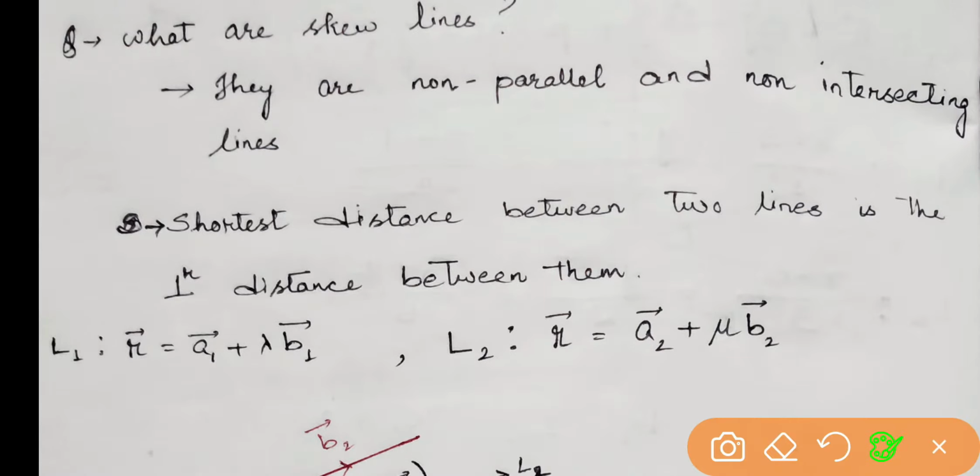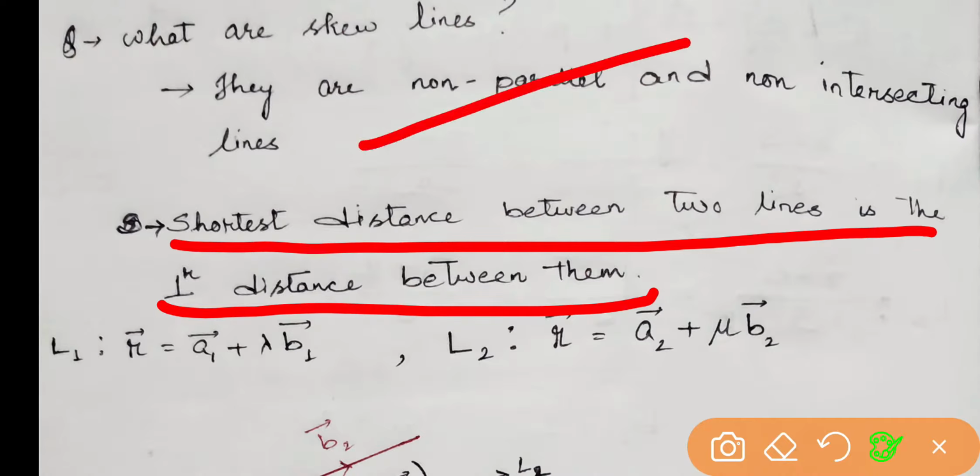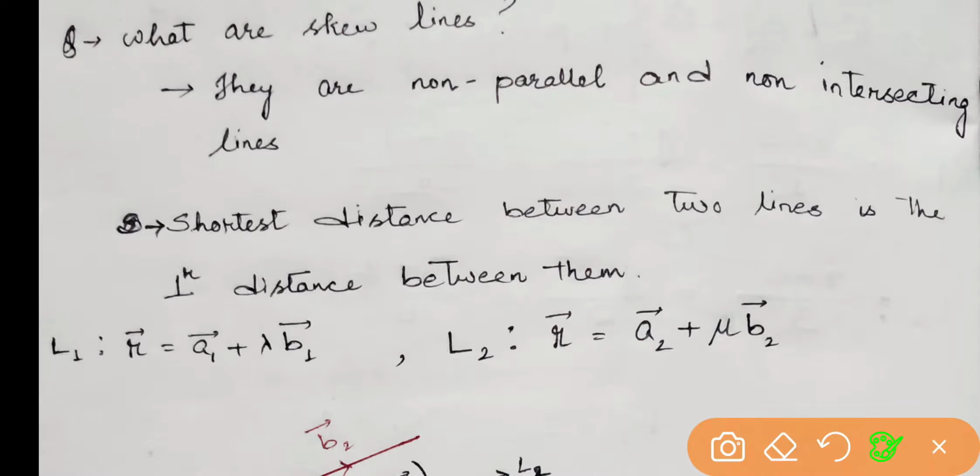Now as we are talking about the shortest distance between two lines, how do we measure? It is the perpendicular distance between them. We all know from coordinate geometry in class 10 that between two lines the shortest distance is always the perpendicular line.